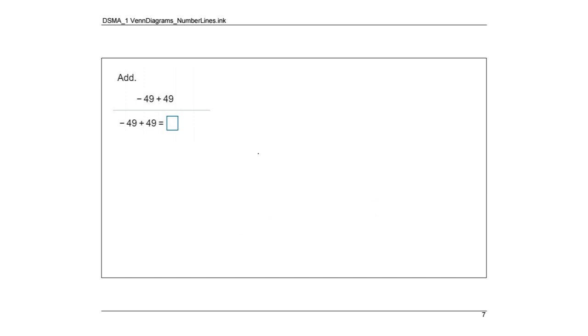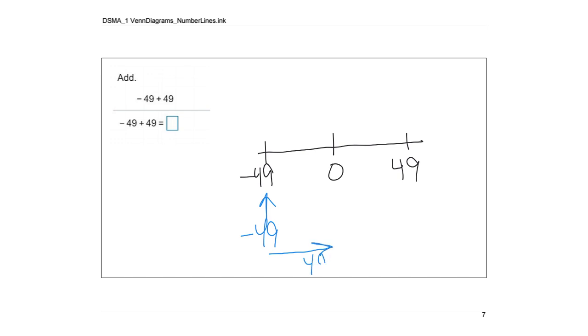All right, let's take a look at this one. So we have 0 in the middle. We have a negative 49 way out here and a positive. Well, we don't need that, but we'll do it anyway. Okay, so we're starting way out here at negative 49. We want to go in the positive direction, 49 tick marks. Well, that's going to get us back to 0, right? And so this would equal 0. And sure enough, if you put that in the calculator, you would see these are opposites.